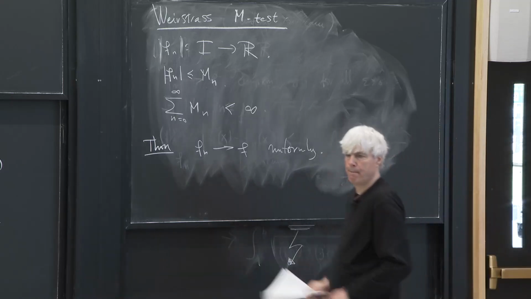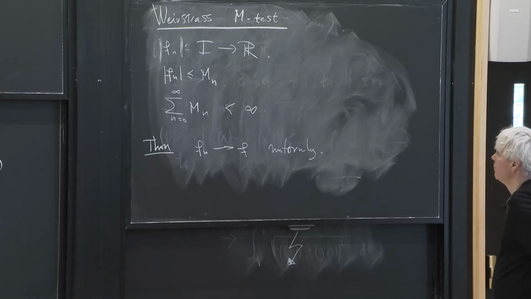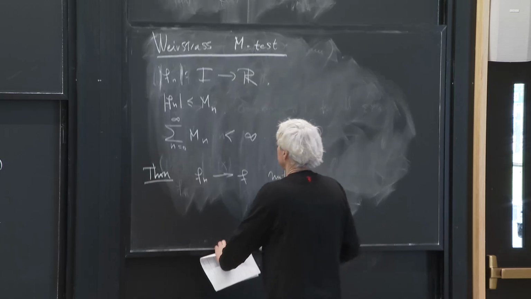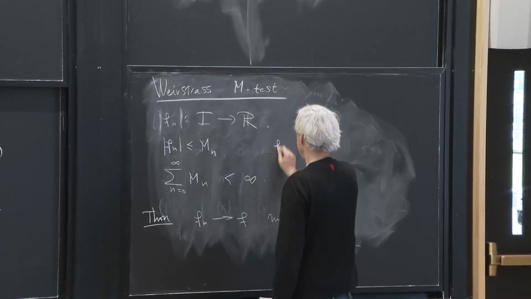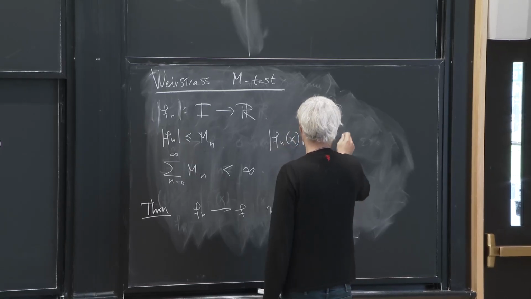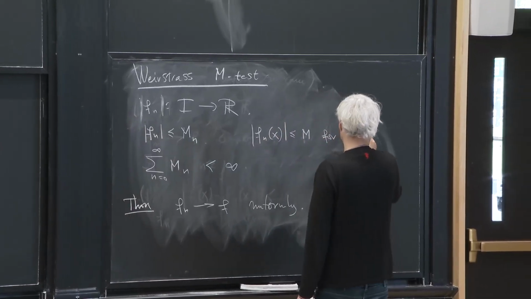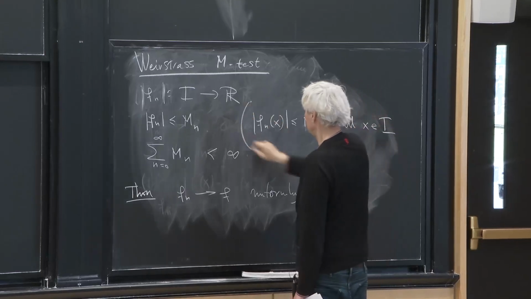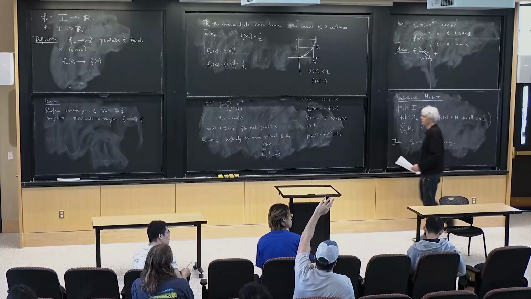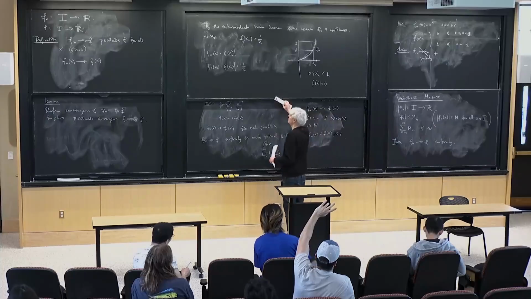Okay, so that's the Weierstrass M-test. Yep. What does this mean when you're taking the absolute value of the function? Oh yeah. This here just means that fn of x is less or equal to Mn for all x. Yeah, that's quite commonly used notation. Okay, so let's try to prove that.